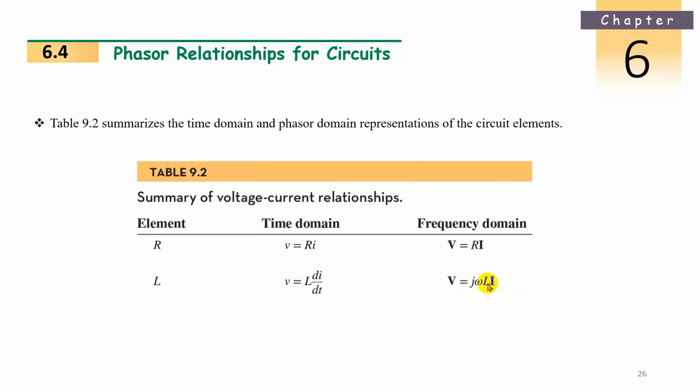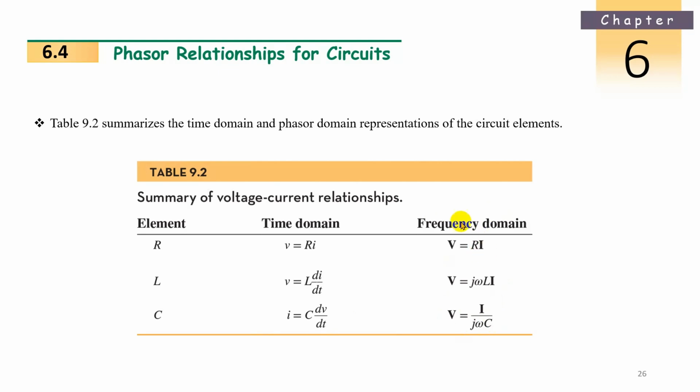Here V is equal to L times the derivative of I, but jω will come because it is an inductance and it acts as an imaginary part. Capacitance also acts as an imaginary part. I is equal to C dV by dt. But here differentiation is for voltage, whereas for inductance differentiation is for current. If you differentiate and rearrange in terms of voltage only, for the frequency domain, that is the phasor, then it will be I divided by jωC.